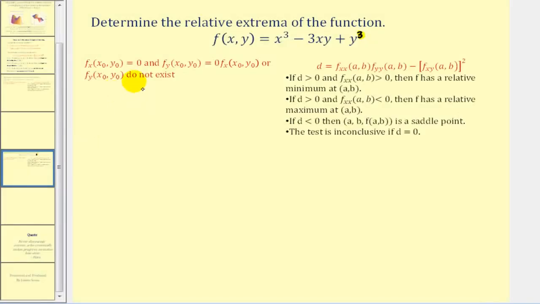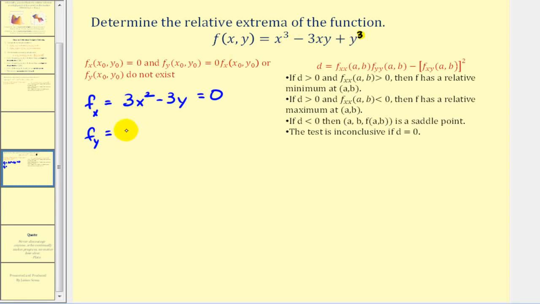Let's look at another example. Again, we want to determine the relative extrema of the given function in two variables. So we'll start by finding the first order partial derivatives. So the first order partial with respect to x is going to be 3x squared minus 3y. We want to know when this would be equal to 0 and when the first order partial with respect to y would be equal to 0.